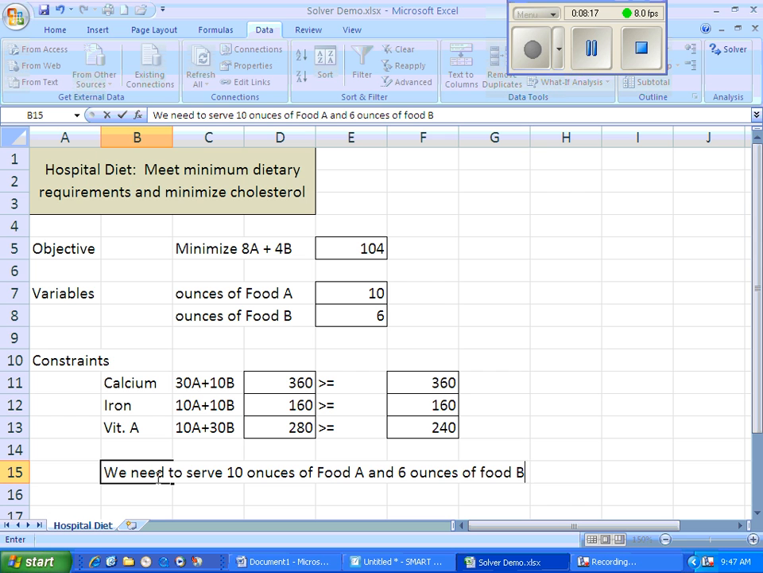So we need to serve 10 ounces of food A and 6 ounces of food B. I can't spell very well. Let's fix that. To meet the minimum requirements, and minimize the cholesterol.